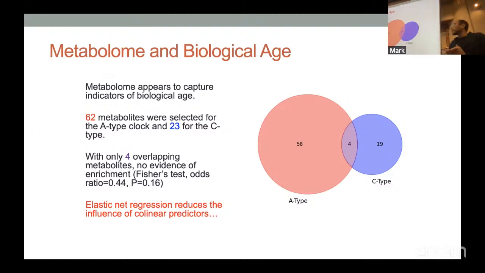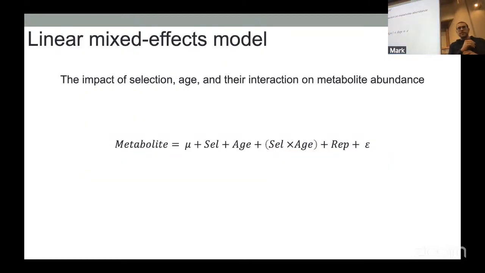Okay, so our first approach is kind of, let's do the lazy approach. We'll do a linear mixed effect model and see if we can find metabolites that are showing really good, or where you have really strong effects of selection, age, or the interaction.